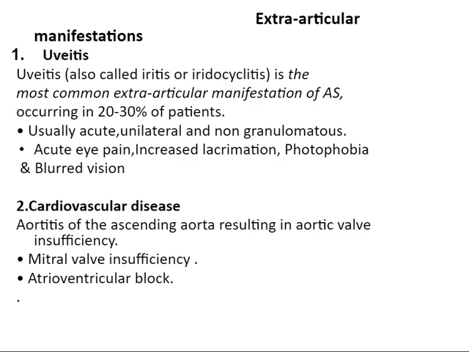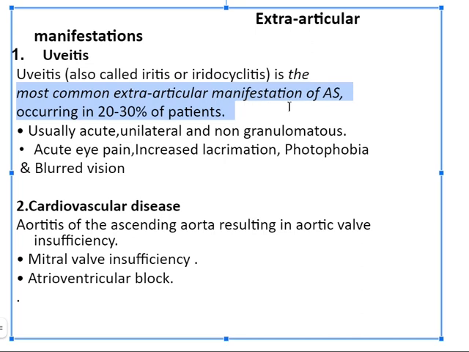Okay. Now we have already discussed the common features of spondyloarthropathies. One of them is extra-articular manifestations. The most common extra-articular manifestation of ankylosing spondylitis is uveitis. It occurs in 20 to 30% of patients, and usually it is acute, unilateral and non-granulomatous. Remember this.